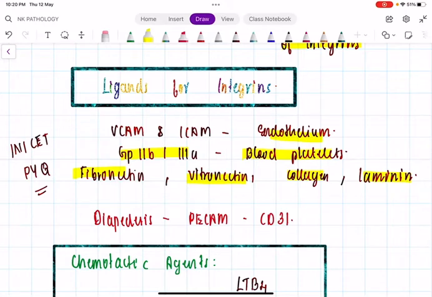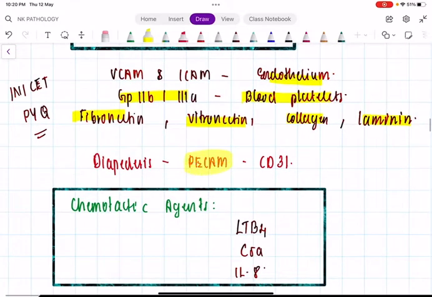Remember, glycoprotein 1B9 is not an integrin, whereas glycoprotein 2B3A, fibronectin, vitronectin, BCAM, ICAM, collagen, laminin, all these are the various ligands for integrins. Then for diapedesis, we have something called PCAM, and what is the cell marker? CD31. CD62 is for selectin, CD31 is for PCAM.